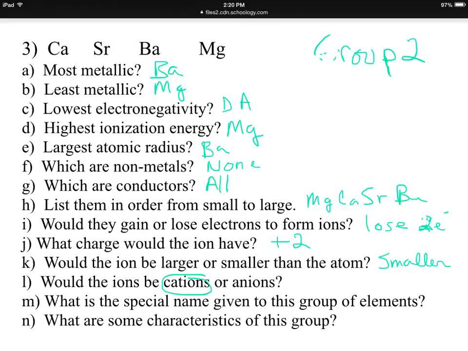And what's the special name given to this group of elements? Look on your periodic table. We talked about it today. The alkaline earth elements. And what are some characteristics of this group? Well, look at the properties that they have there. Okay?